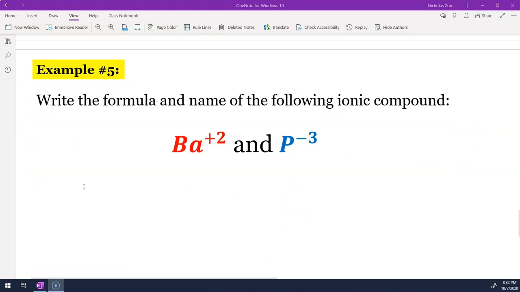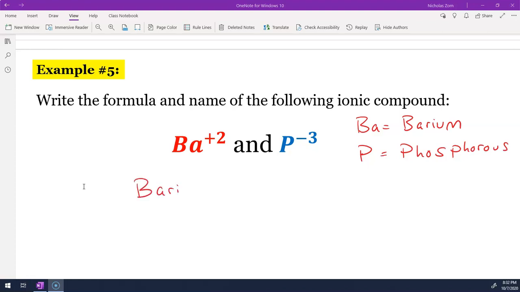All right, we have one last example here. Write the formula for the following ionic compound. Ba is barium. P is phosphorus. So cation goes first, so barium. Phosphorus is another that has a goofy rename here. Rather than it being phosphoride, it's just going to be phosphide.